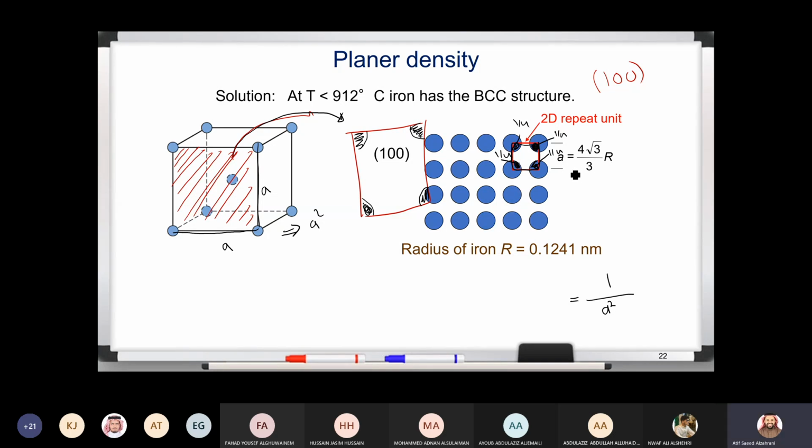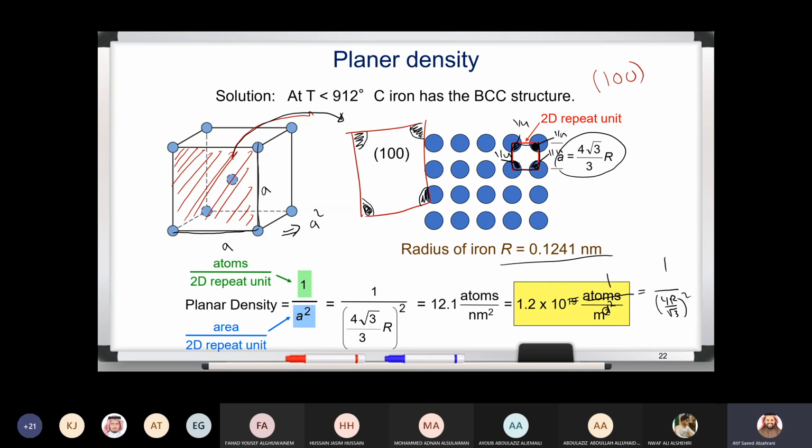But we can basically relate it to the R here, because he's giving us the R. So we know that from the BCC, A is 4R over square root of 3, squared. And we can basically substitute. So it's basically this one squared. You find out the number is 12.1 atoms per nanometer square, or 1.2 times 10 to the 19 atoms per meter square. Okay.